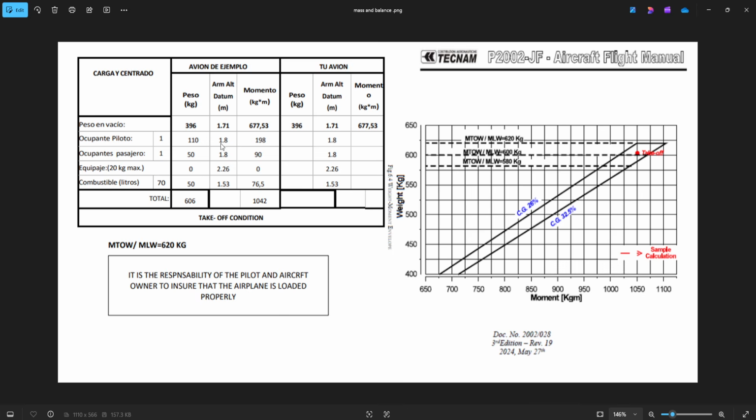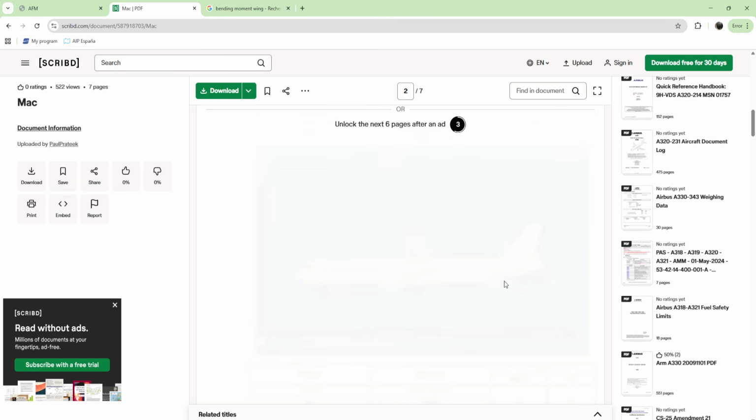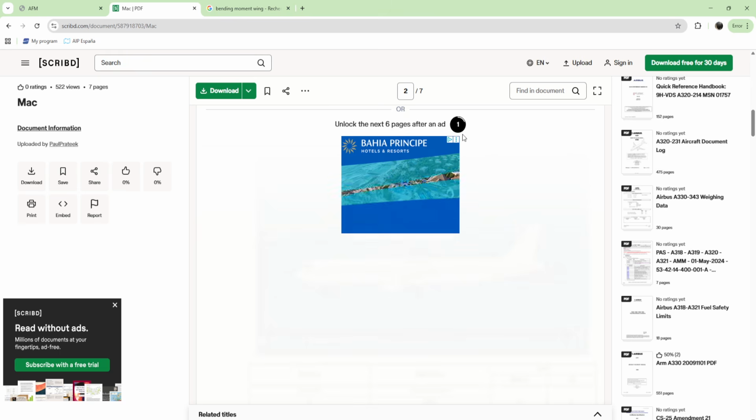This is in kilograms. If you multiply the weight by the arm, you will get the moment. We have here kilogram times meter. The moment is the weight times distance, or times arm. Here we have the example.